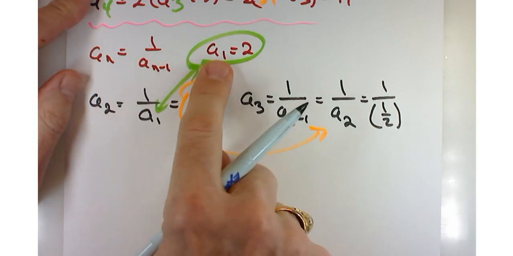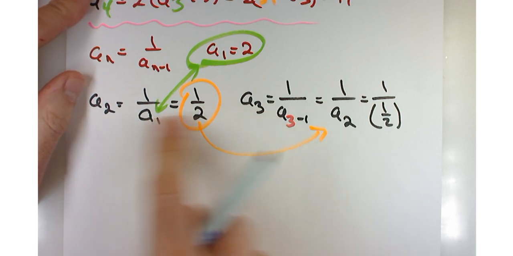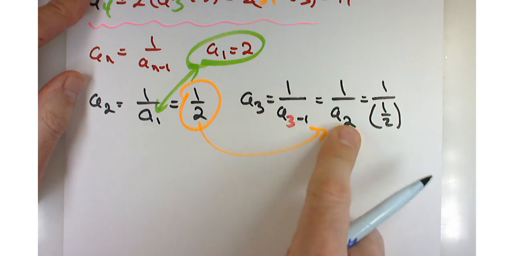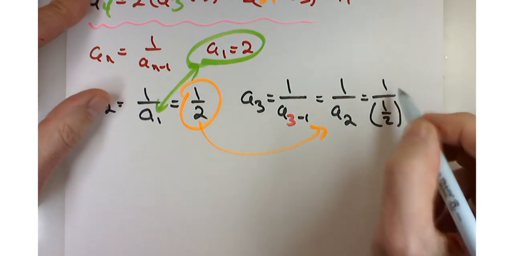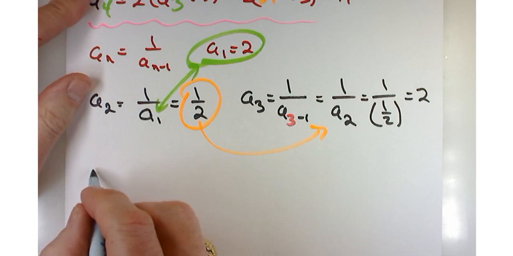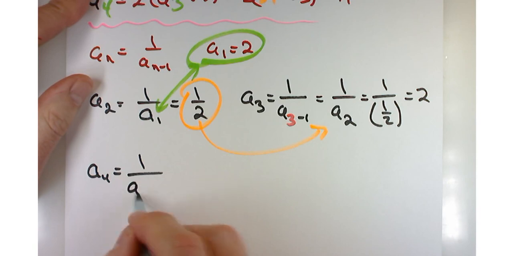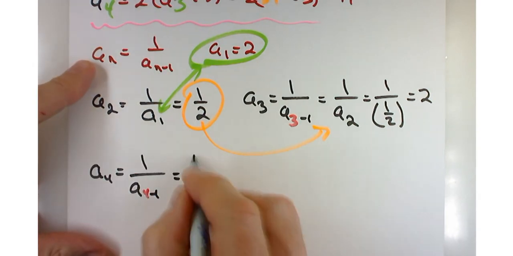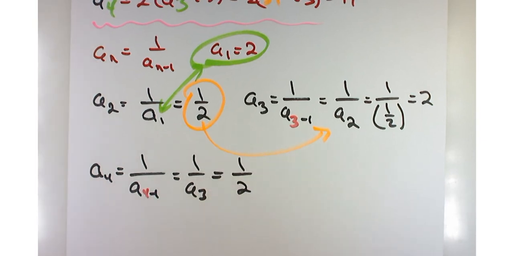So I started out with a sub 1. That allowed me to find a sub 2. When I have a sub 2, now I can find a sub 3, because a sub 3 is just a reciprocal of a sub 2. What's the reciprocal of 1/2? 2. And now I can find a sub 4. A sub 4 is going to be 1 over a sub 3, which is 1 over 2. We're back to 1 over 2 again.